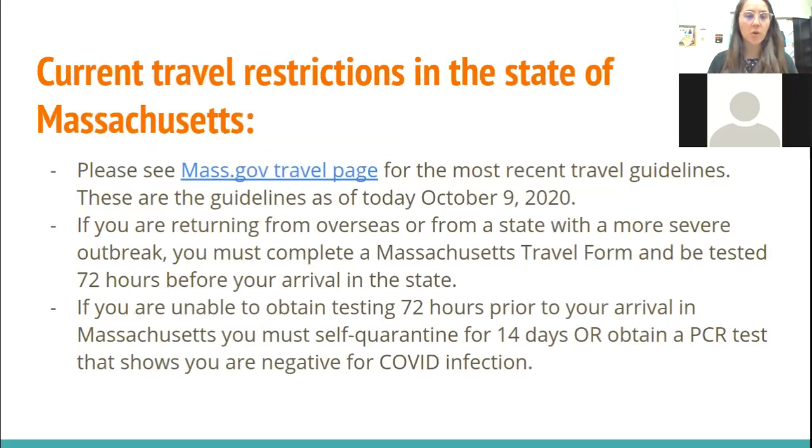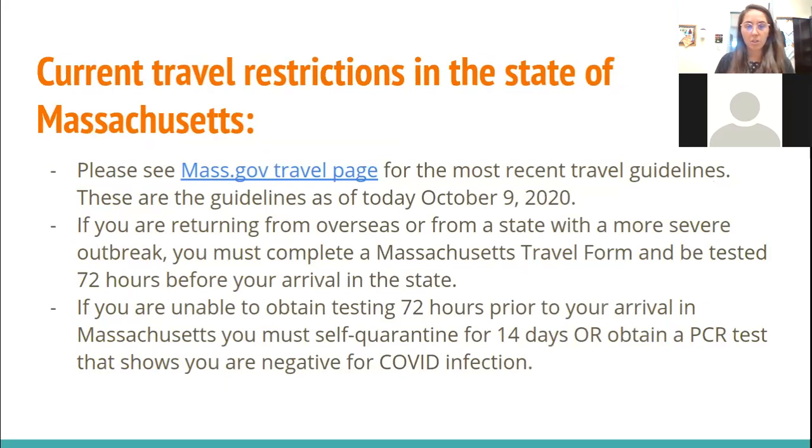Okay, so now we're going to go over the current travel restrictions in the state of Massachusetts. I do want to stress that the travel restrictions are an ongoing thing. So what is up to date today may not be up to date at the time of your trip. So before you leave the state, look at the mass.gov travel page for the most recent travel guidelines.